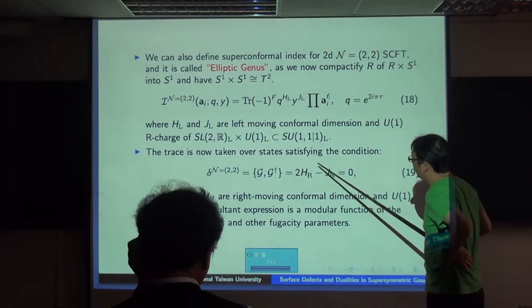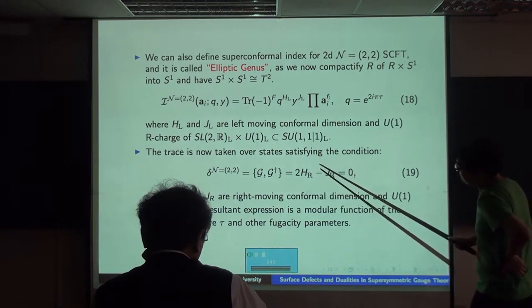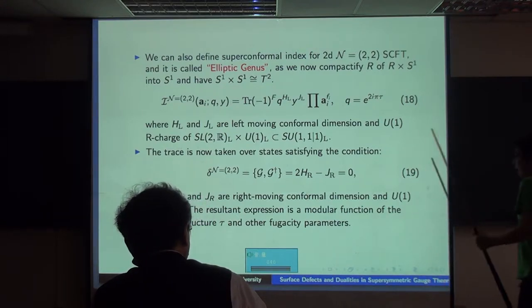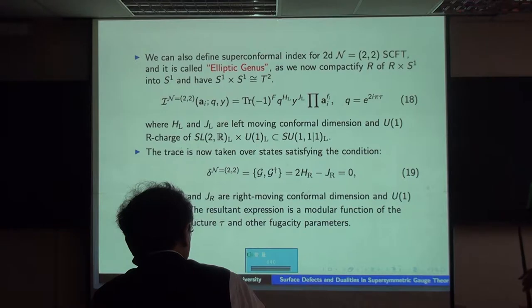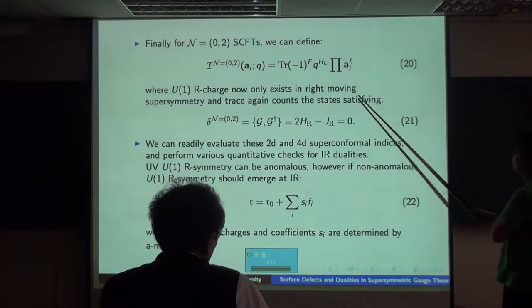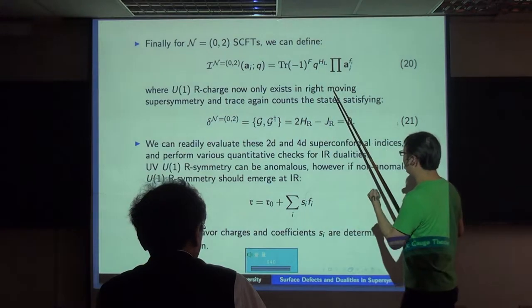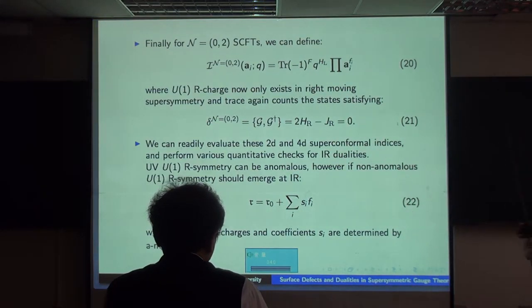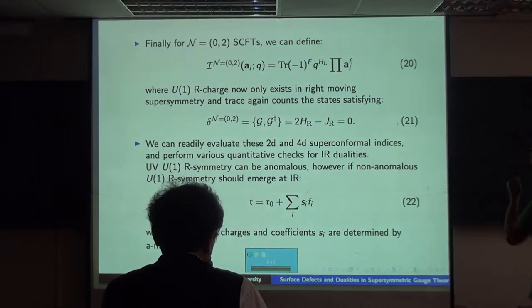Now the trace will be taken over some subset of states which satisfy a condition related to the right movers. You expect the final answer will be a modular function that depends on the complex structure tau of the torus. Okay, and that's the final one for the (0,2). The only subtlety is that now you only have the R symmetries in the right mover, not the left mover anymore. So there's a right moving fugacity that's going away. But you can still define a left moving scaling dimension.